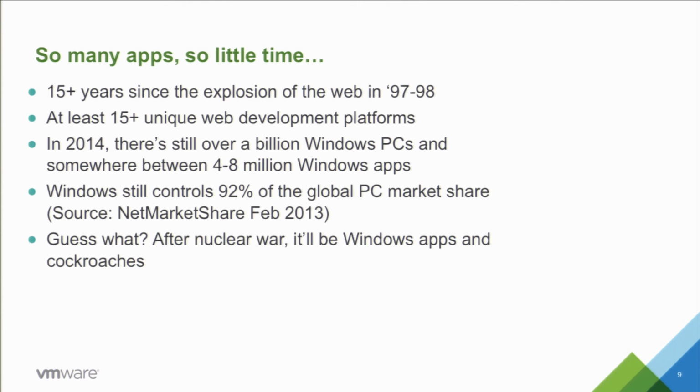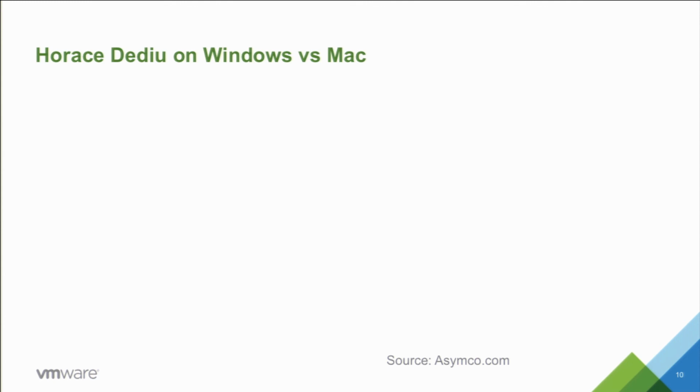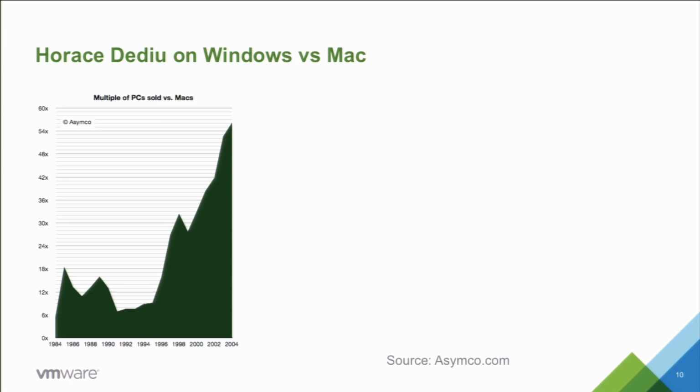So why did we start going down this path of saying that Windows is doomed and desktop compute as we know it is going away? Well, there's been people who have been publishing some research that looks sort of like this. This is data from Asymco. And what the data shows is that from the 80s through 2004, there used to be a ratio of PCs to Macs sold that was about 56 to 1. So in the heyday of Windows, we had 56 PCs sold for every Mac that was sold.